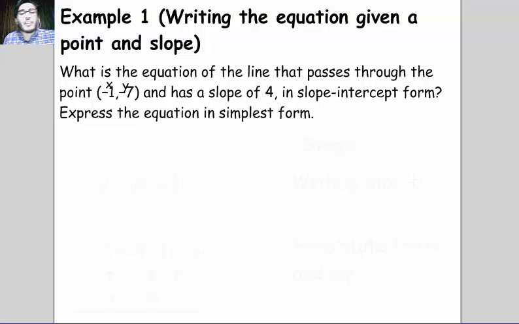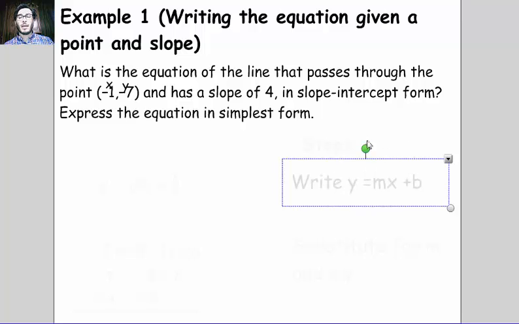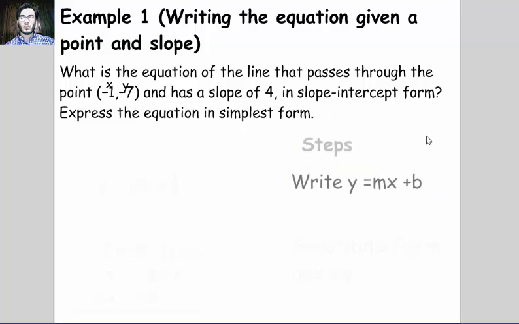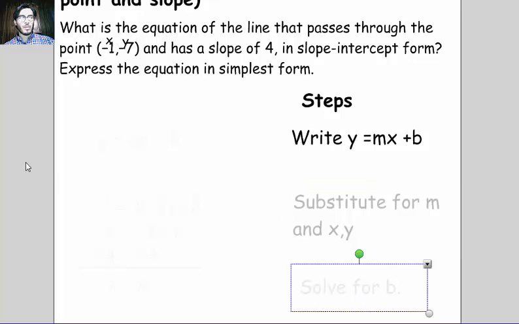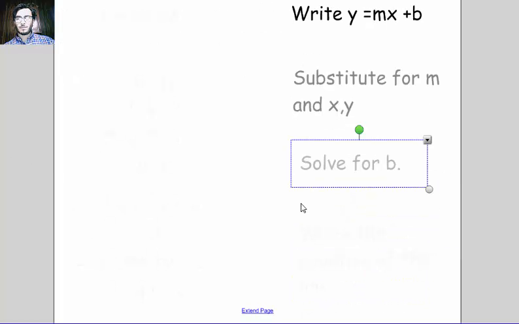Alright, so here is our first example. Example 1 says, what is the equation of the line that passes through the point (-1, -7) and has a slope of 4 in slope-intercept form? Express the equation in simplest form. So I'm going to begin by giving you some steps here. Let me just give you the steps first so I can just have them here and not worry about having them fade in later.